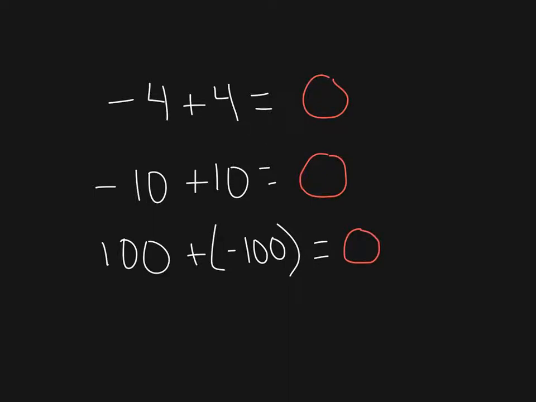So just as a reminder, opposites are numbers the same distance but in the opposite direction from 0. And the inverse property of addition says when I add opposites, my answer is 0.